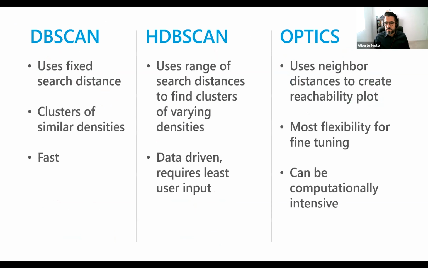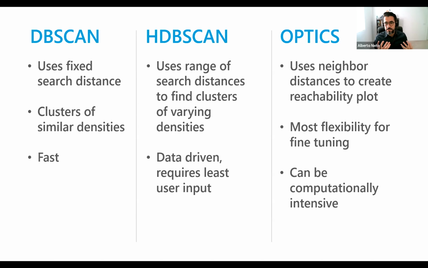So in summary, there are three methods. DBScan is very manual, and it's very fast because it doesn't have to do the search for the parameter values. You're telling the tool what it means to be a cluster. HDBScan, which is data driven, requires the least user input. You just tell it how many features per cluster you need, and it will do the rest of the work for you.